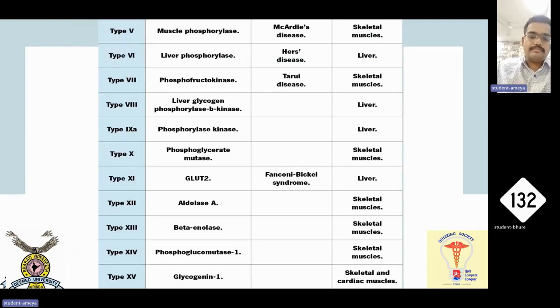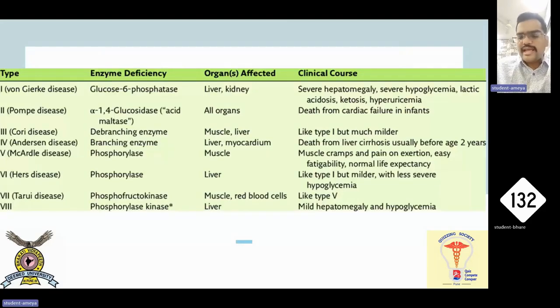So now let's go into the details of it. Before really telling you the mnemonics, let me tell you the clinical features of these glycogen storage disorders. So GSD 1 is von Gierke's disease. The clinical features you need to know are severe hepatomegaly, hypoglycemia, and hyperuricemia. GSD 2 is Pompe's disease. The clinical features you need to know are cardiac failure and cardiomyopathy. GSD 3 is Cori's disease. And the clinical feature is that it's like GSD 1 but in a milder form.